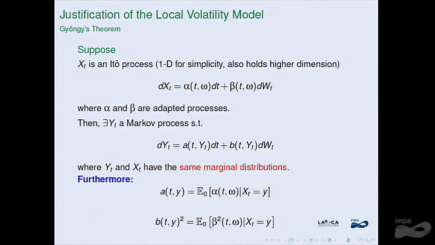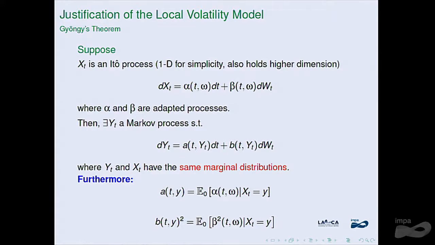But totally on my side, the moment I got completely convinced about the beauty and the importance of the model is when I looked at Gyöngy's theorem, which tells us that if you have an Ito process, let's say 1D, just for simplicity, it actually works in more dimensions, then as a good Ito process, you can write it in this form, where alpha and beta are suitable adapted processes. And the claim in the theorem is that there exists a Markov process, Y of t, such that dY = a(t, Y_t) dt + b(t, Y_t) dW_t.